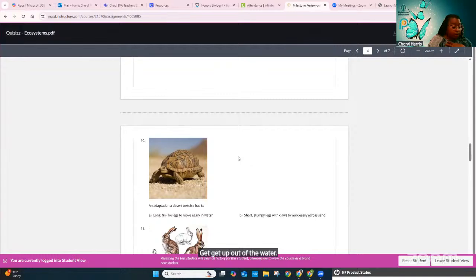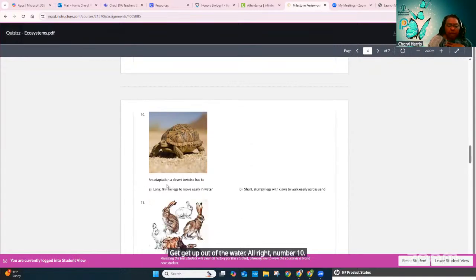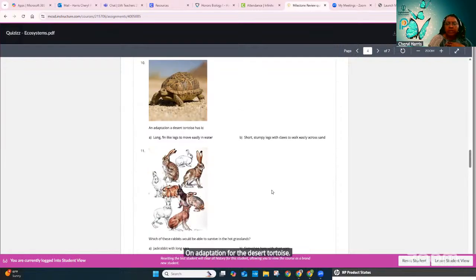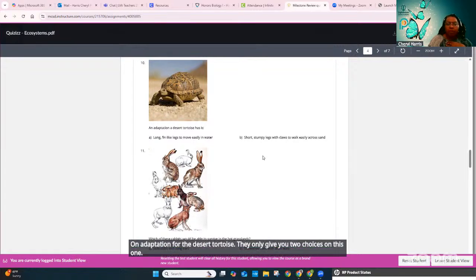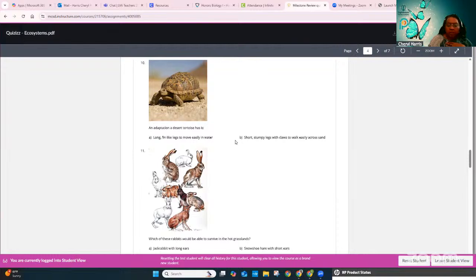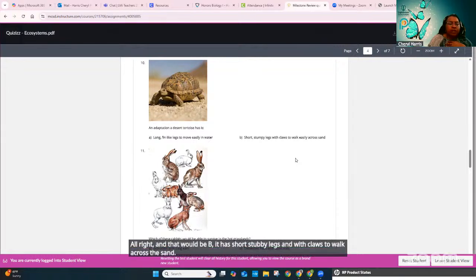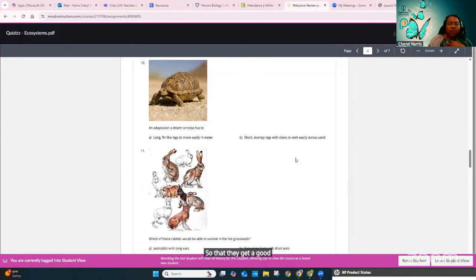All right, number 10, on adaptation for the desert tortoise. They only give you two choices on this one. All right, and that would be B. It has short, stubby legs with claws to walk across the sand, so that they get a good grip. In other words, long legs might make it a little awkward for them. So B is the answer to that one.